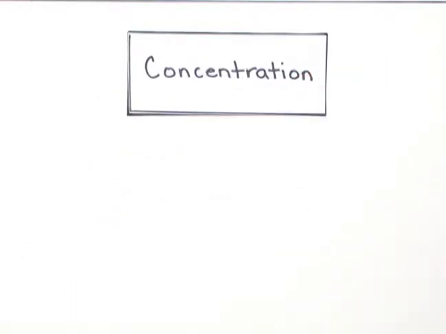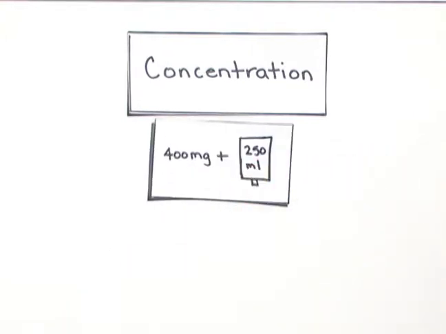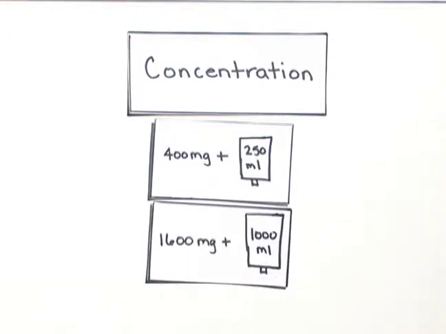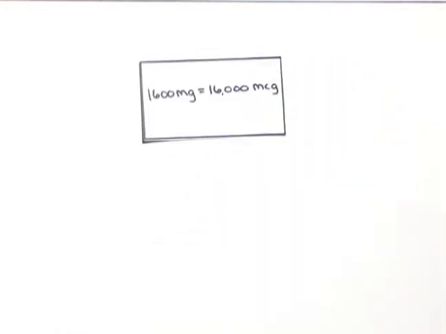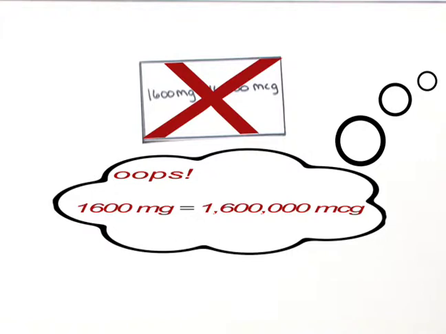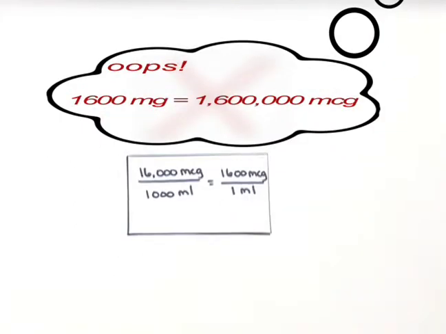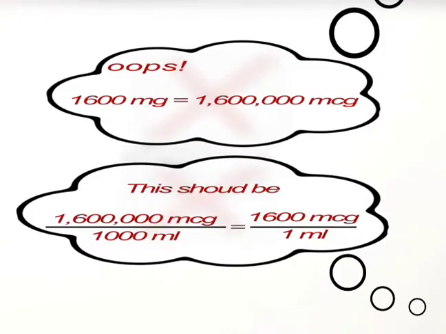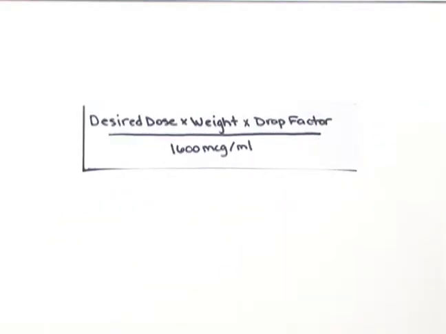This number will go into the lower part of the equation. Normally, we mix dopamine by adding 400 milligrams of dopamine to 250 milliliters of fluid. This is the same as mixing 1,600 milligrams of drug to 1,000 milliliters. 1,600 milligrams in 1,000 milliliters is the equivalent of 16,000 micrograms in 1,000 milliliters. Reduce this down to 1 milliliter to get a concentration of 1,600 micrograms per milliliter. So on our equation, we will place 1,600 micrograms per milliliter into the bottom slot.